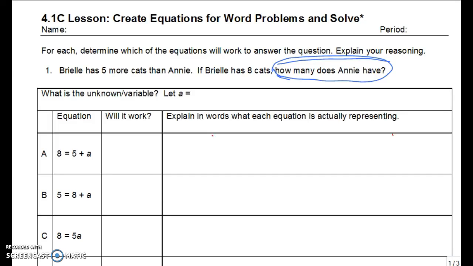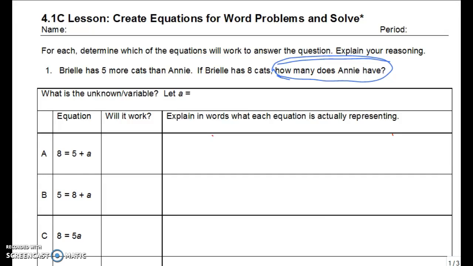I'm looking at 4.1c lesson, Create Equations for Word Problems and Solve. This is the first time we're going to be working with word problems with equations, and we've got some really important things to review. So I'm going to strongly recommend that you watch this video at home before you do your homework, because you don't have me there actually asking you questions.